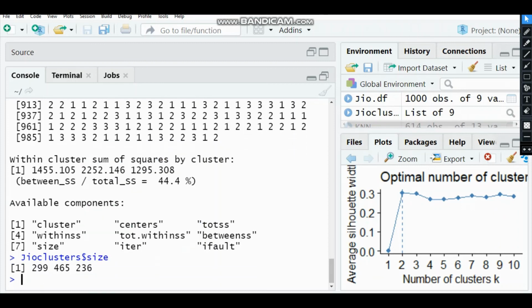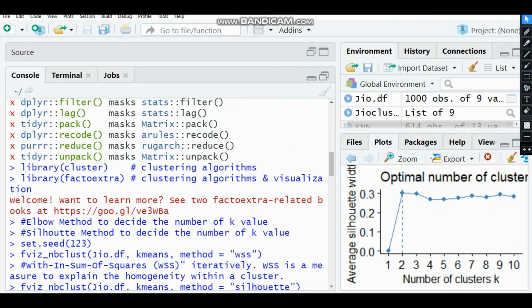size, which tells you how many respondents come under the first cluster, second cluster, and third cluster. So there are 299 customers in the first, 465 customers in the second cluster, and 236 customers in the third cluster. And that is all about k-means clustering.